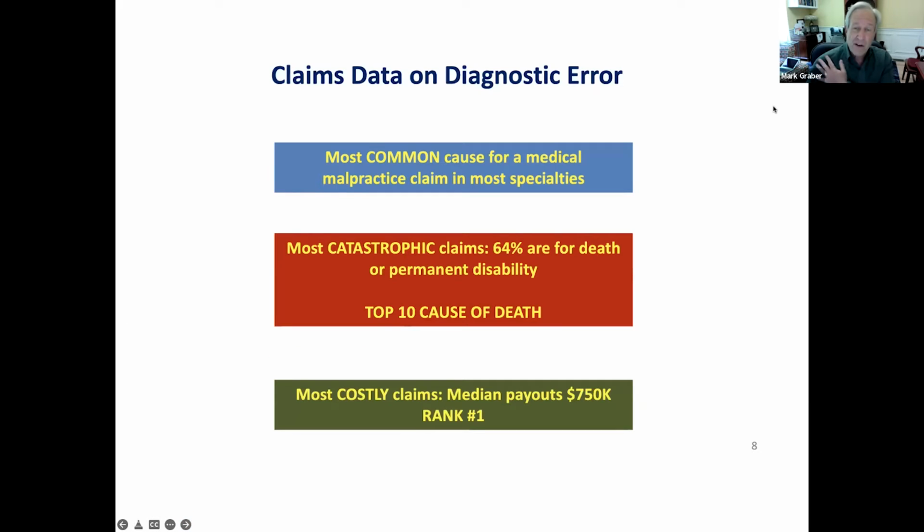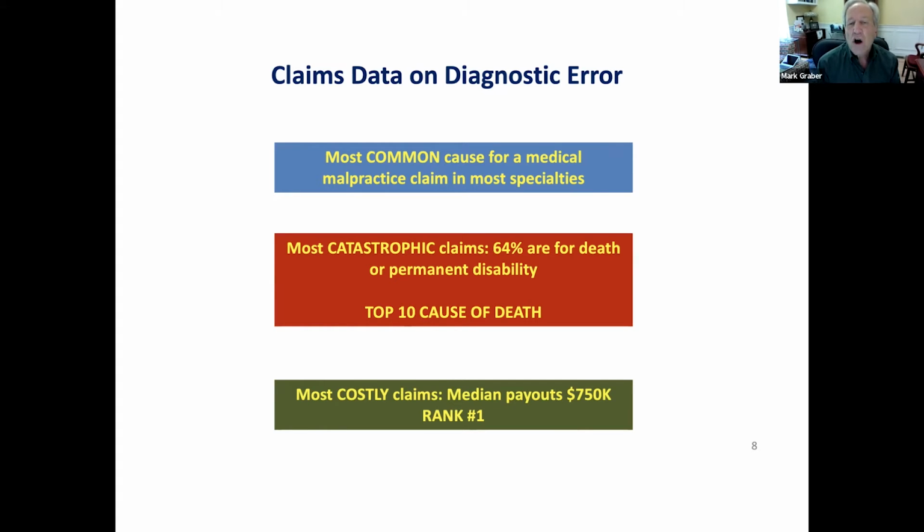What do we know about diagnostic error? Well, we've learned a lot from malpractice claims data. If somebody files a malpractice suit for a diagnostic error, this data is recorded and a lot of it is coded. So you can search these claims to see why it was filed and what the common elements were. And these are just some of the major findings from those kinds of studies.